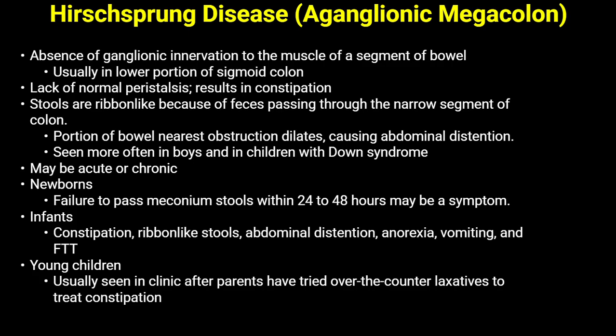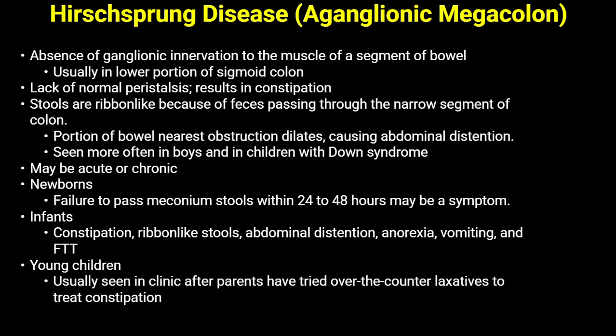Stool that does pass may be thin or ribbon-like because it is forced through the narrowed segment. Hirschsprung disease occurs more frequently in boys and in children with Down syndrome. The presentation depends on the child's age. In newborns, the classic finding is failure to pass meconium within the first 24 to 48 hours of life. They may also develop abdominal distension, vomiting, and feeding intolerance.